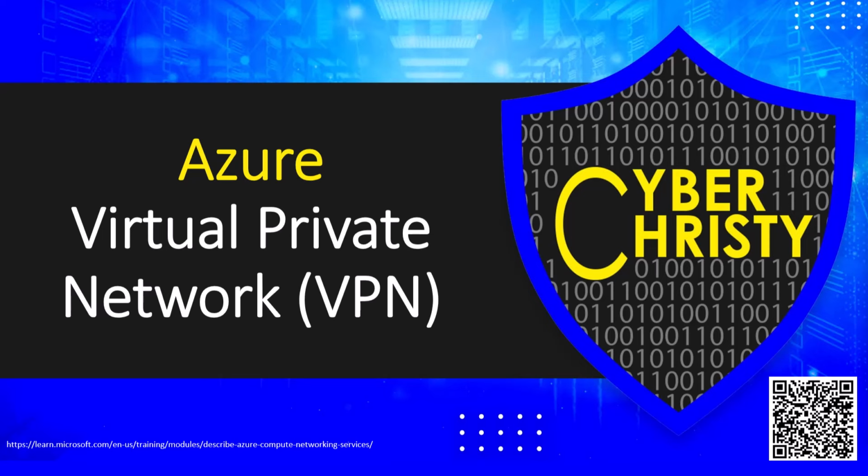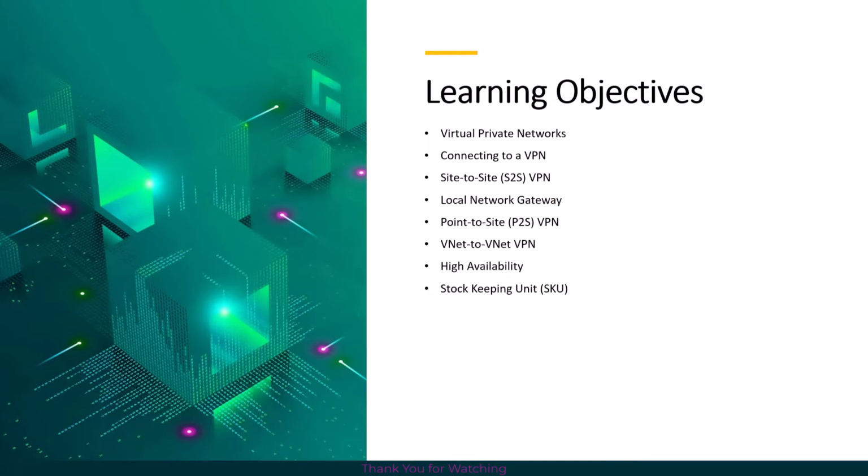A triangle with MS in the center shows the page number of the Microsoft Learn unit. Today we're going to talk about virtual private networks, connecting to VPN, site-to-site VPN, local network gateways, point-to-site VPN, VNet-to-VNet VPN, high availability, and stock keeping units.